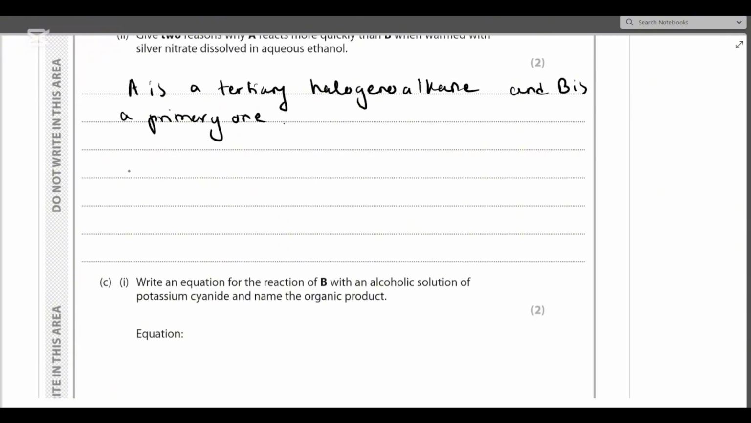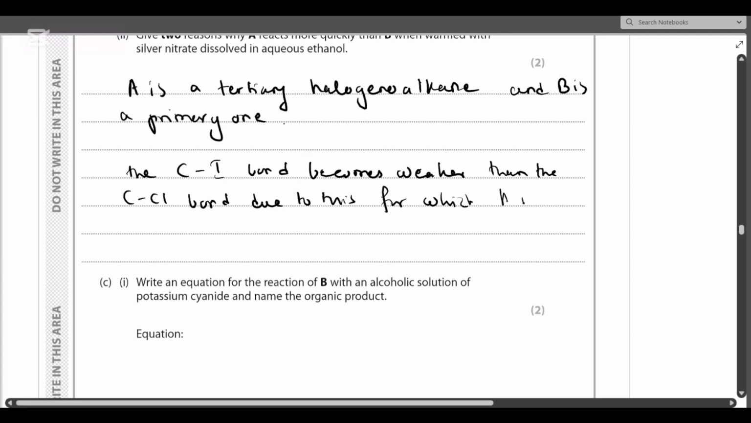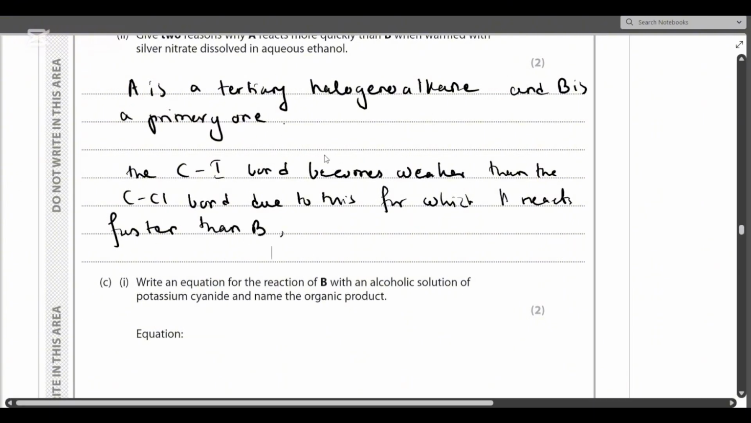So we can say that the C-I bond becomes weaker than the C-Cl bond due to this, for which A reacts faster than B. So this is the descriptive answer.